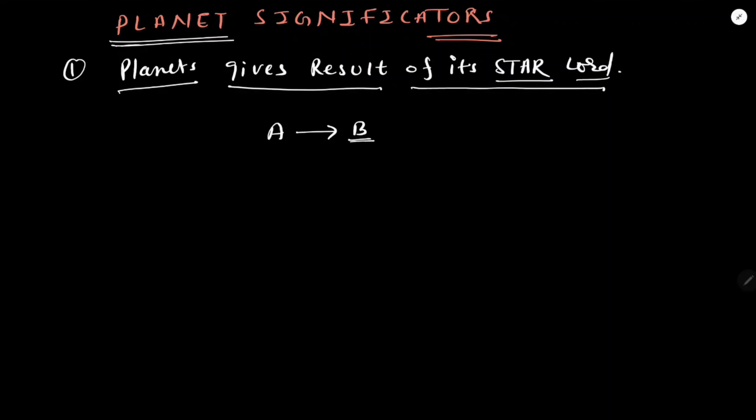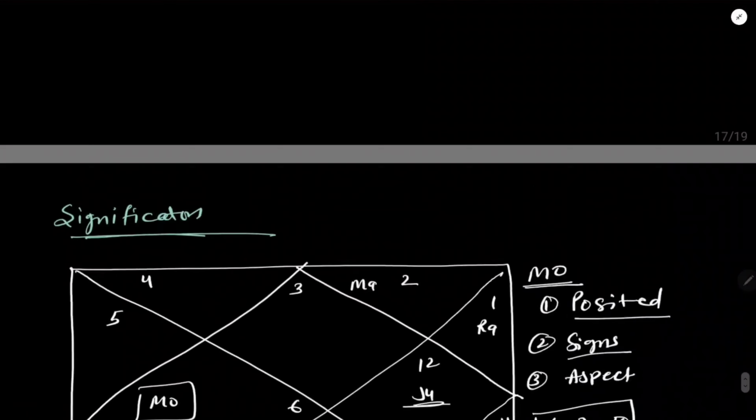So planet A will first give result of its star lord, then it will give result of itself. So first it will give result of the star, second it will give result of self. So these two rules we can infer from this line, that is how a planet is going to give the result. What does it mean?